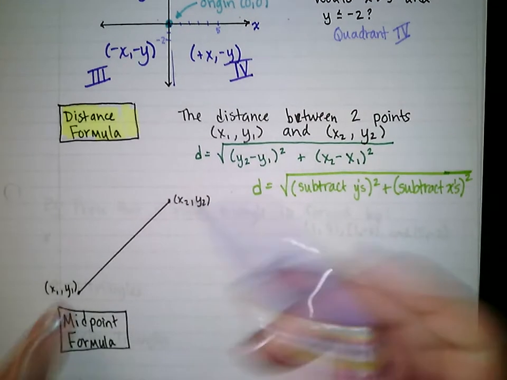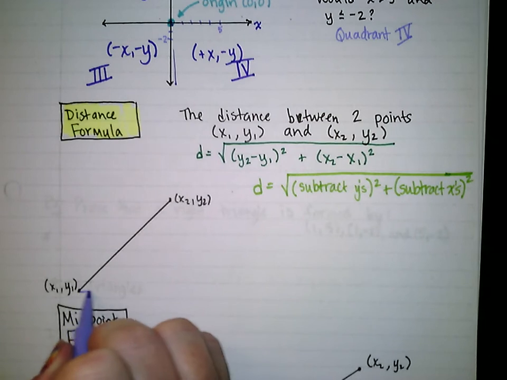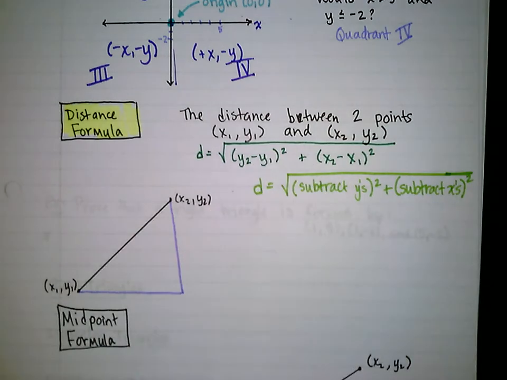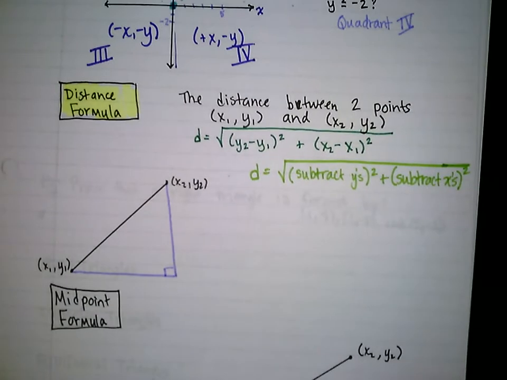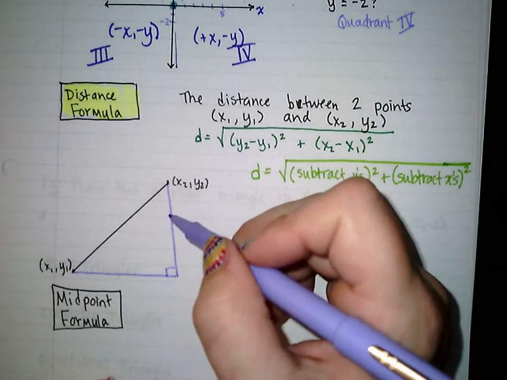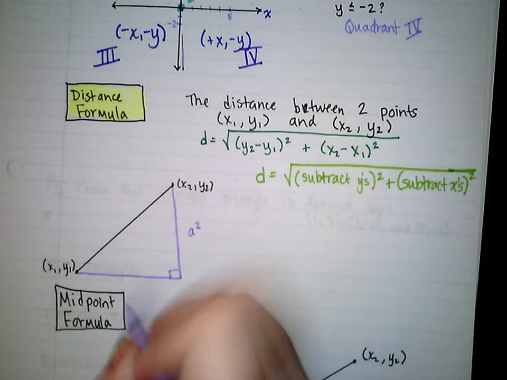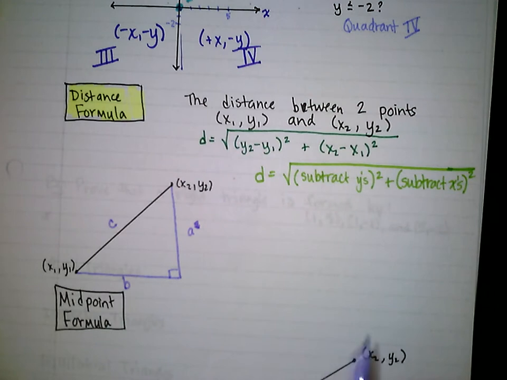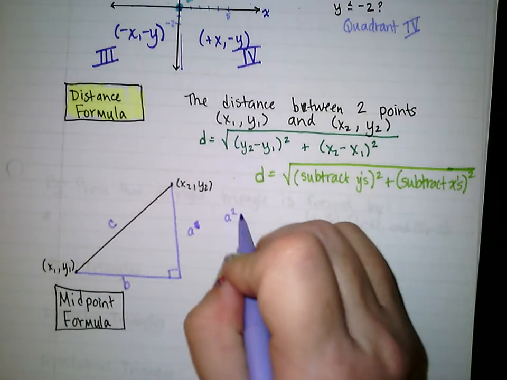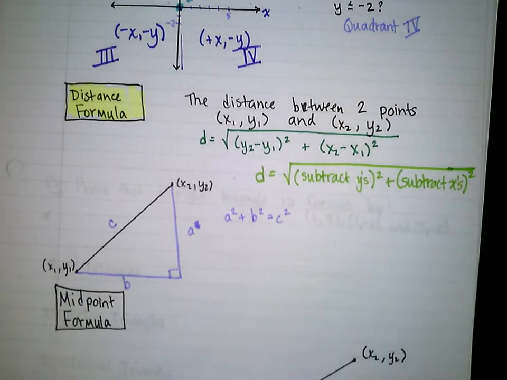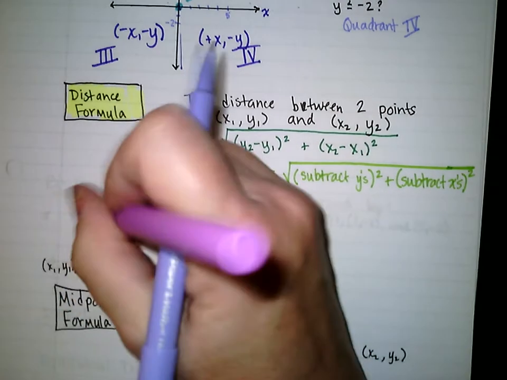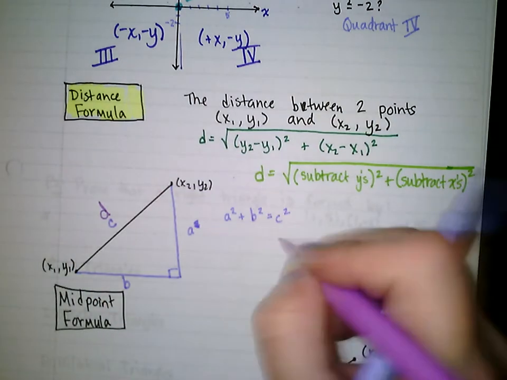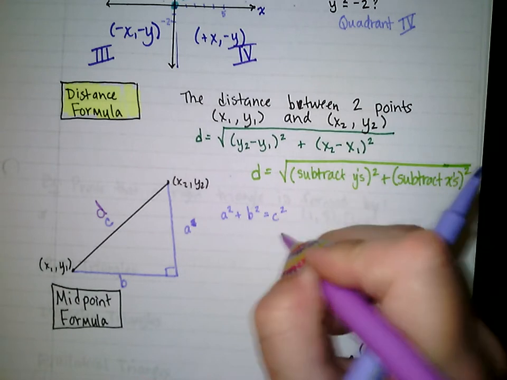So if I have any two ordered pairs and I draw a right triangle that connects those ordered pairs, then remember the Pythagorean theorem says that a squared plus b squared equals c squared. Well, c is the distance that I'm looking for. So I want to label c as the distance, d, in my distance formula. So then that would be the c squared part.